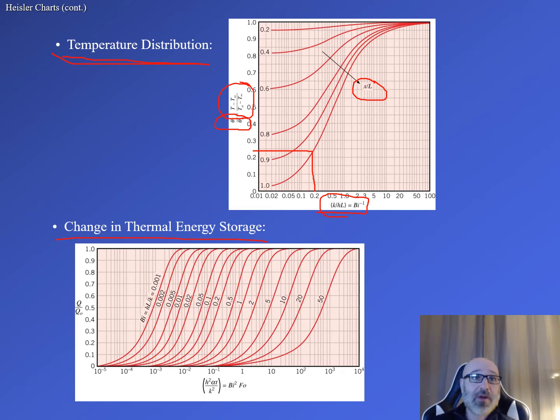And then if we come down here to our change in thermal energy storage, similarly, we can take a look at our x-axis down here for our Biot squared times our Fourier number. Come up to our Biot number as one of these curves on the chart. Then we have our Q ratio over here, so we can do the same thing: come up till we hit the curve that we're interested in, then come back across to get this value.